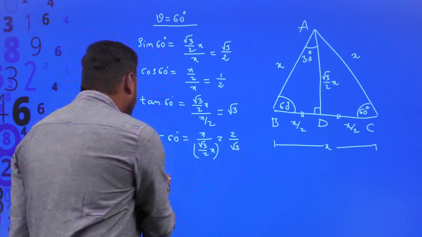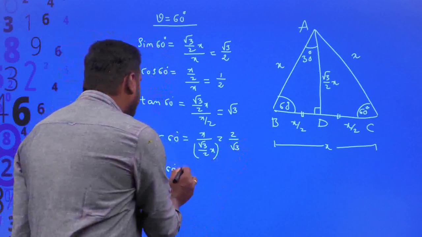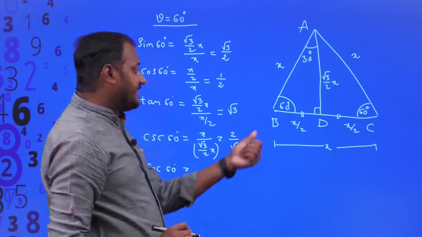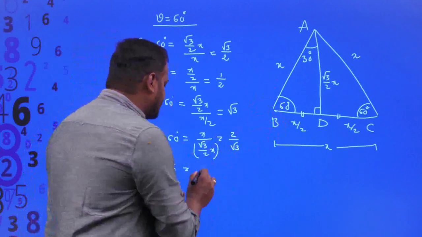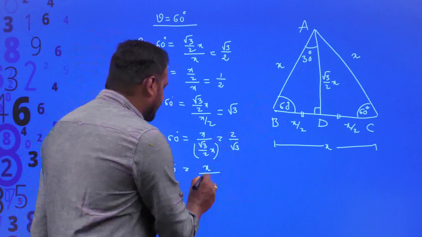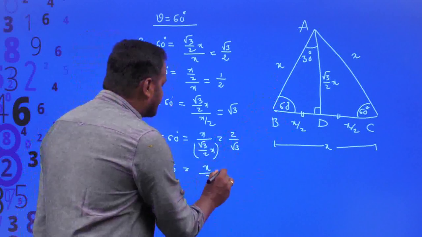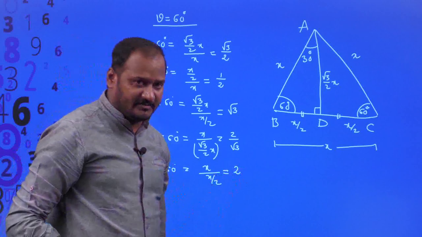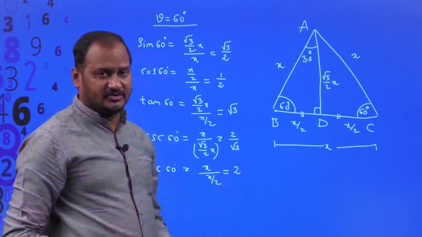And coming to secant 60 degrees. Secant 60 degrees is equal to hypotenuse by side adjacent to 60. Hypotenuse is x divided by side adjacent to 60, that is x divided by 2. So x by 2, x and x cancel, 1 by 1 by 2 is equal to 2 by 1, that is equal to 2.